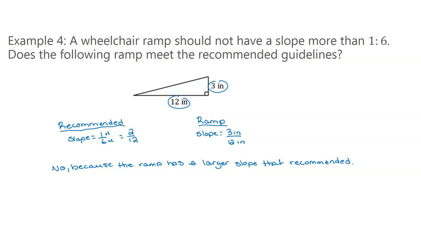Now, finding a common denominator here between the two slopes was fairly straightforward. If you did have more difficult fractions, then you might want to change them to decimals in order to compare them. So to do that, I would do 1 divided by 6 on my calculator, and that would give me 0.16 repeating. I would change 3 over 12 into a decimal as well on my calculator, and I get 0.25. So again, I see that the ramp is bigger than what's recommended. So either way, finding common denominators or changing them to decimals, we see that the ramp does not meet the recommended guidelines.